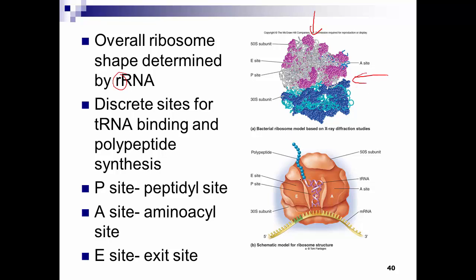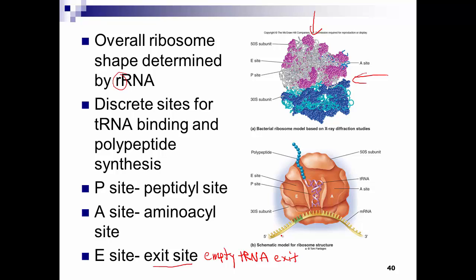So to make this a bit easier, here's a schematic model, an artist drawing trying to recreate the ribosome. Again, here's the small subunit, 30S. Here's the large subunit, 50S. Here are the E, P, and A sites. We are going to learn the E site is called the exit site. Empty tRNAs, which have already donated their amino acids, exit through the E site.